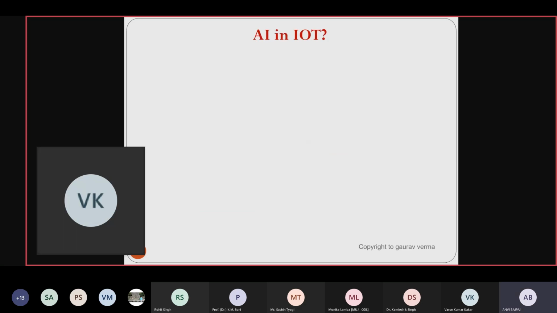Now, how is AI related with IoT? We have seen in the previous slides that we are sharing the data onto the cloud, and I have already told you that most of the processing of this data is done at the cloud. Nowadays the cloud is not only used for storage, but also for machine learning, having analytics capability also.